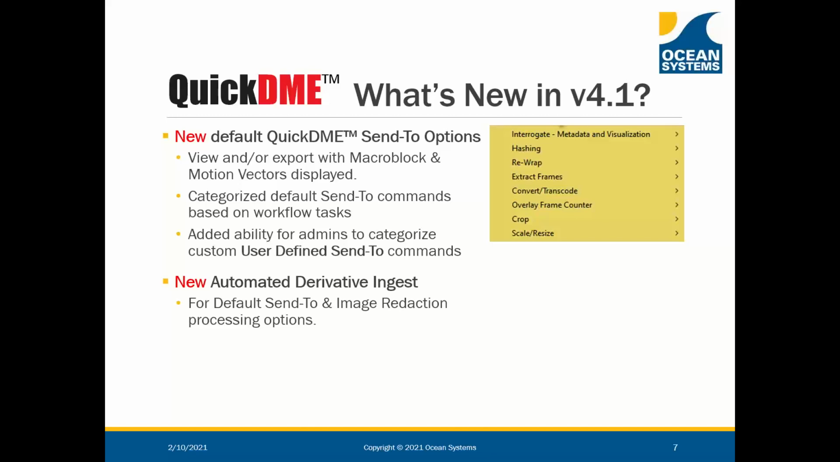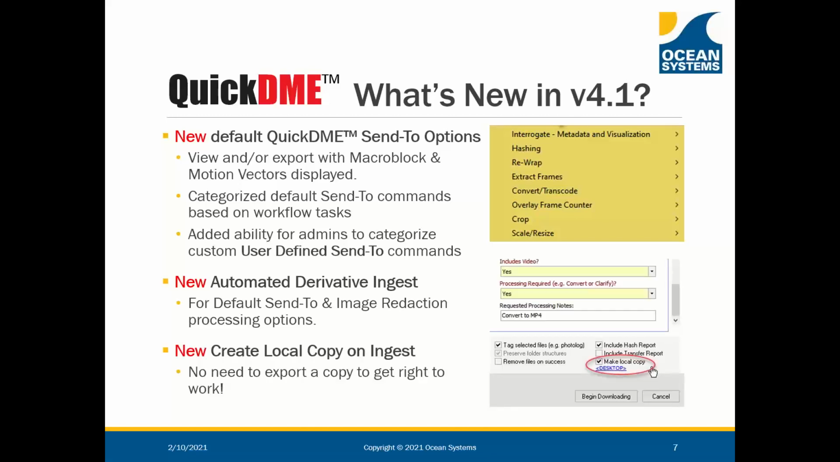Another huge time-saving feature is our automated derivative ingest with version 4. So if you're leveraging our processing options through QuickDME Send To, after doing so, as always, you get the option to save the log, but it will also ask you, do you want to re-ingest these derivatives? And if so, it'll automatically start that process for you, and you simply have to click a few buttons, as you'll see. A huge, huge time saver, also used on our image redaction feature.